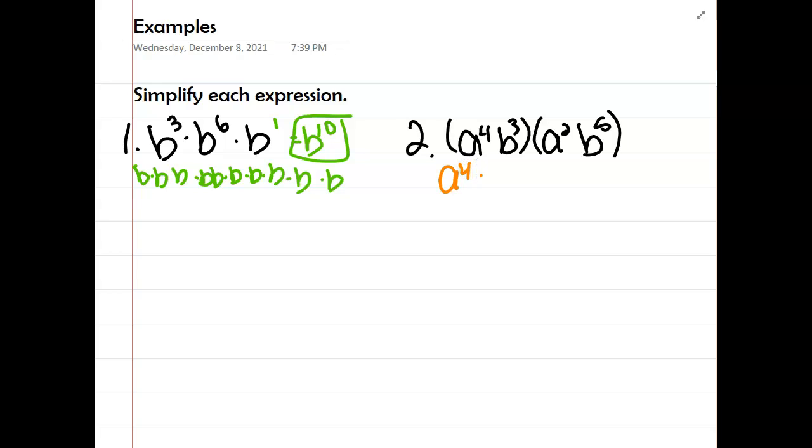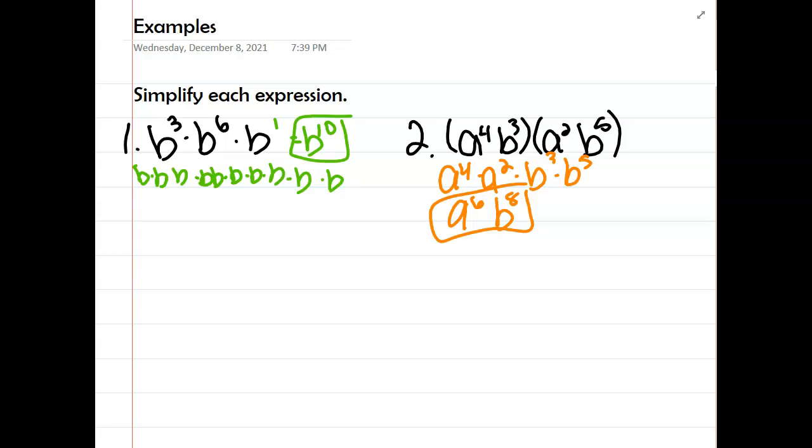So I could take a to the 4th times a squared, and then I could take b cubed times b to the 5th. And then remember, what I do with these exponents is I add them because this is an a to the 4th and an a squared. If you were to expand that out, you'd have 4 plus 2, you would have an a to the 6th. And the same thing with the b's. You'd have a b cubed, 3 of them, and a b to the 5th, 3 plus 5, you would have a b to the 8th.